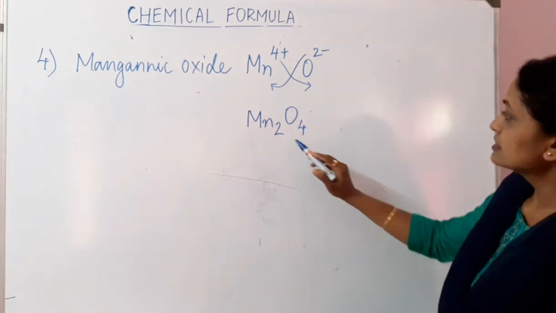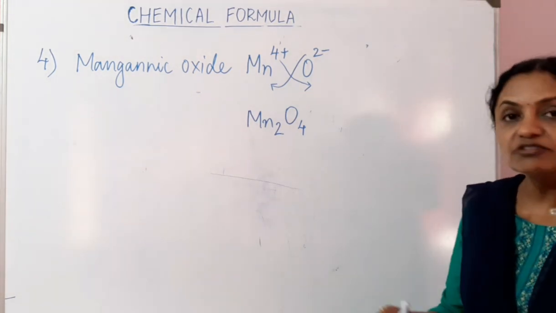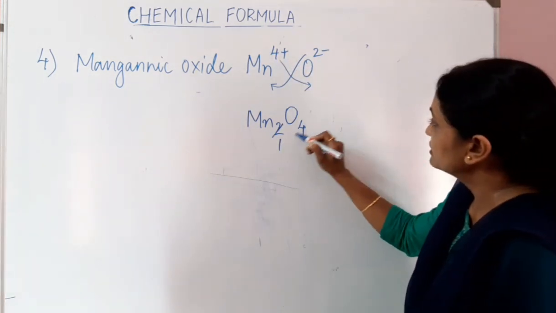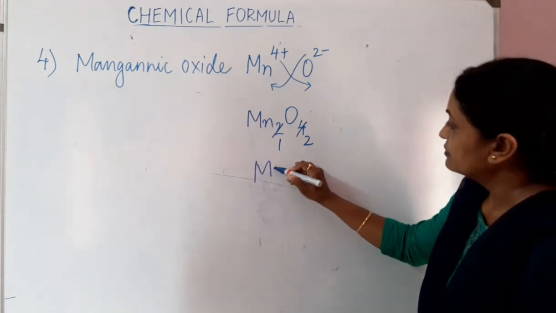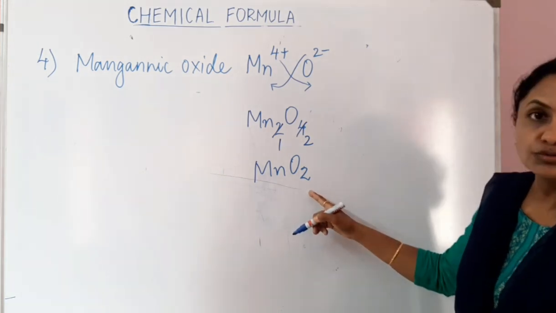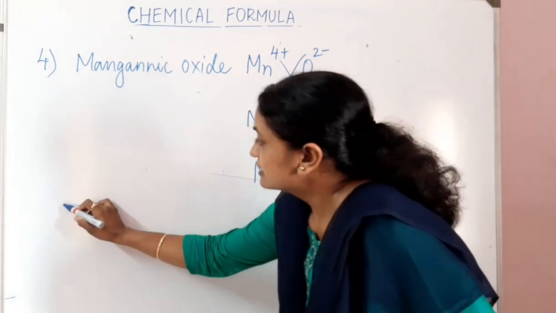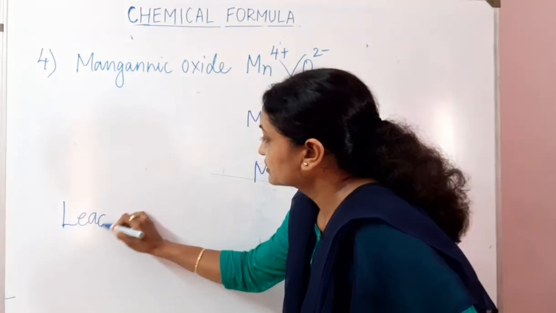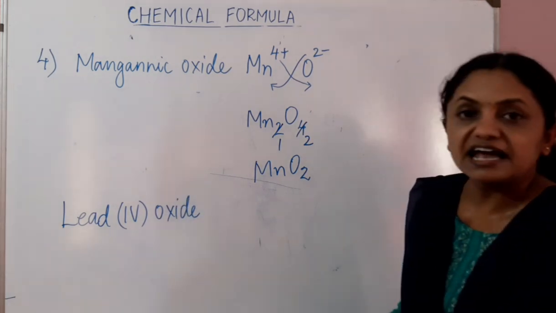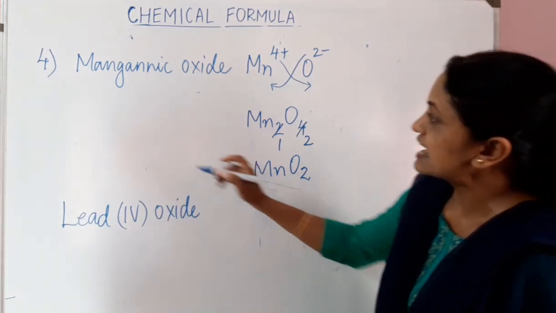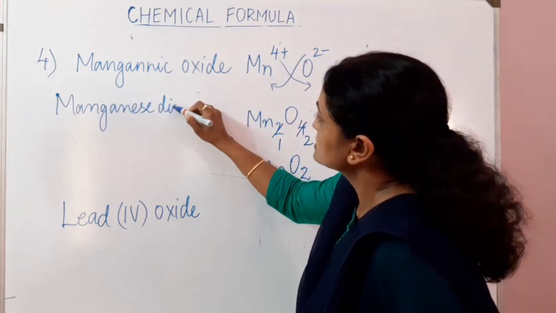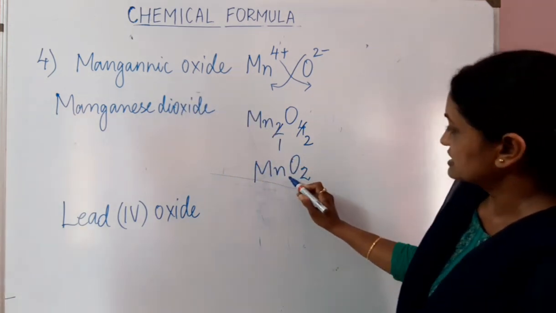But you see here, both of them are multiples. Whenever we have charges that are multiples, we can simplify. So we simplify this and write MnO2. The final formula of manganic oxide is MnO2. We can also call this manganese dioxide. Dioxide means two oxygen atoms are there.